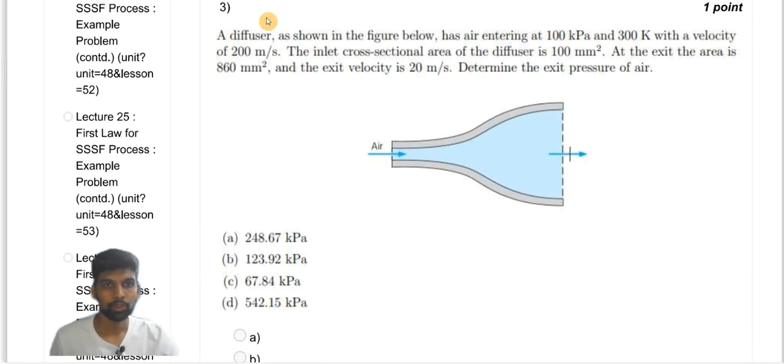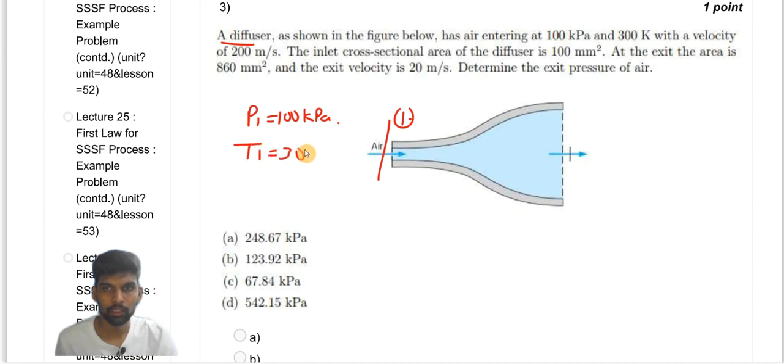Then the third question is: a diffuser as shown in the figure below has air entering at 100 kPa. Suppose this is our state 1. So pressure at state 1 is 100 kPa, and temperature is also given, 300 Kelvin. Velocity is given as 200 meter per second, and inlet cross section area is 100 mm square. Okay, be careful with the units.